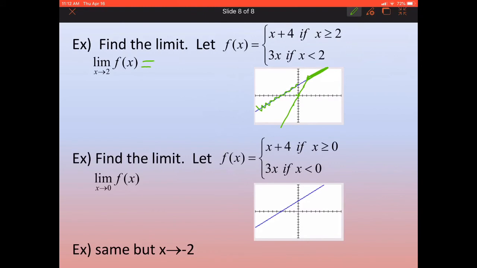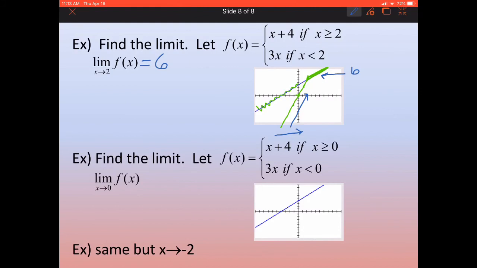So I'm looking for the limit as x approaches 2 of my function. I need to look at going to 2 from the left and the right. If I'm approaching from the right side, it looks like my value is approaching 6. I could use my table, I could plug it in, or I could just use my graph here. So I'm approaching 6 this way, and as I'm approaching from the left side, my graph's going up and it's also going towards 6. Okay, so that's my limit on this one.